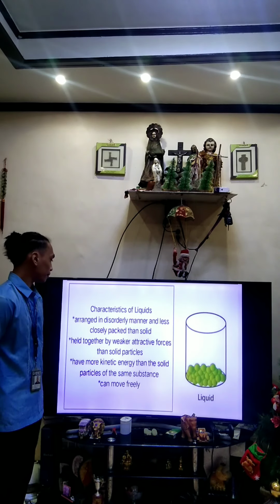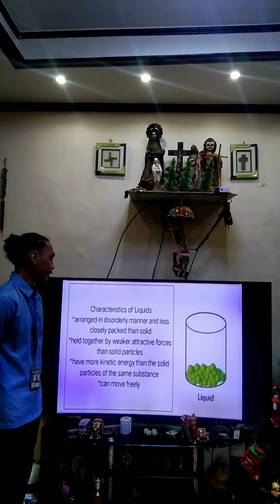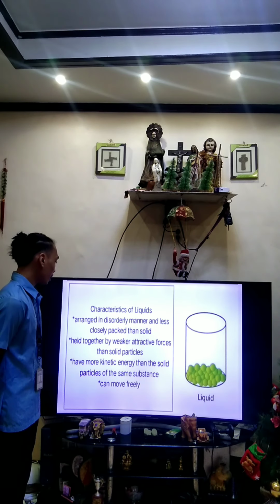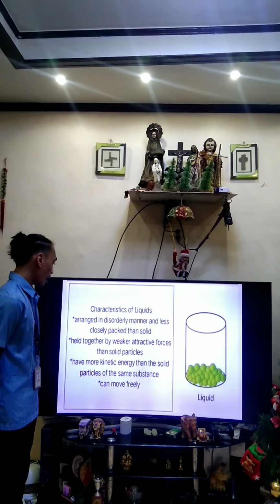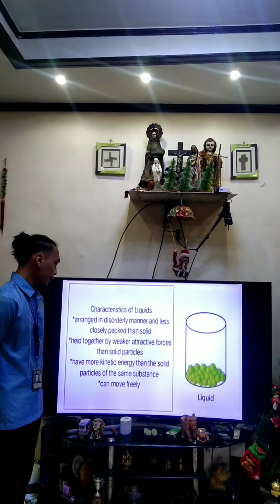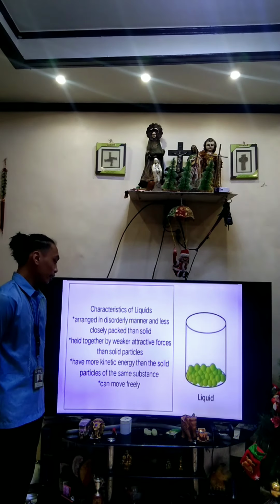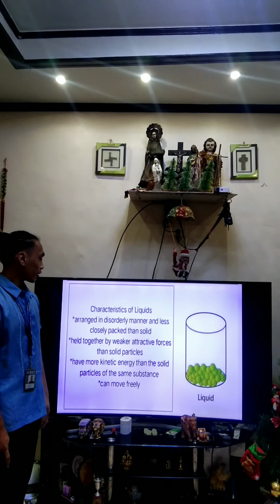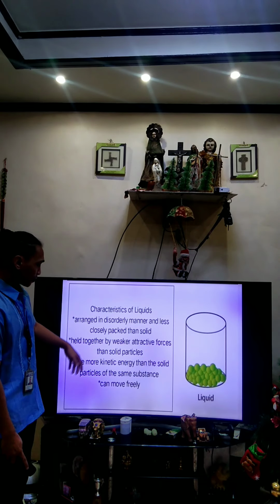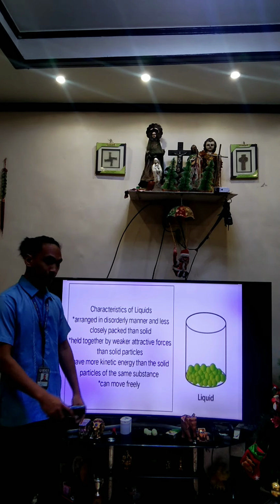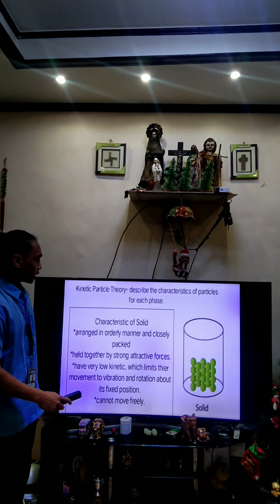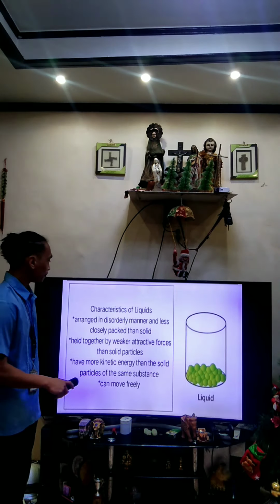Characteristic of liquid. Arranged in disorderly manner and less closely packed than solid. Held together by weaker attractive forces than solid particles. Have more kinetic energy than the solid particles of the same substance and can move freely. As you can see in the picture, that is liquid particles. As you can notice, solid and liquid are different. We can say that solid is the vice versa of liquid.